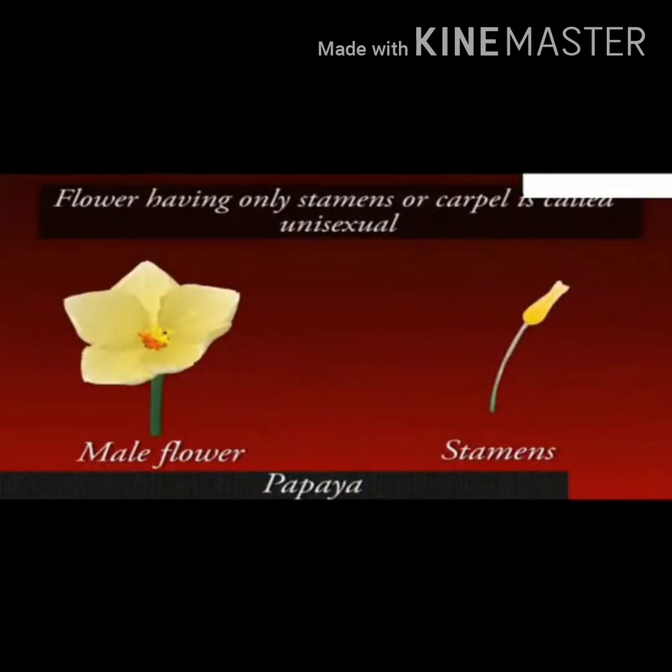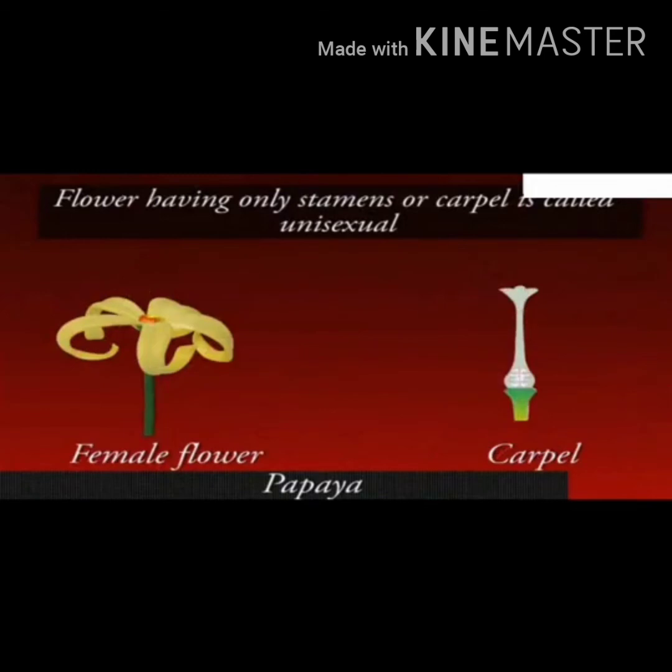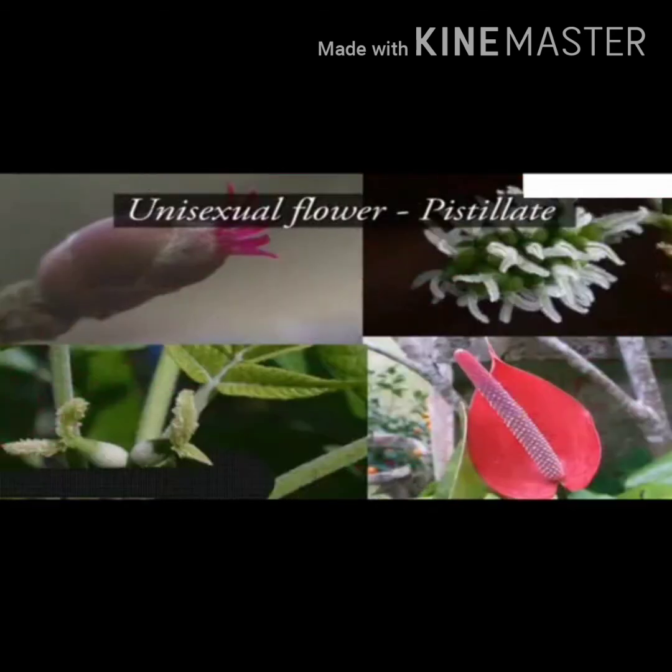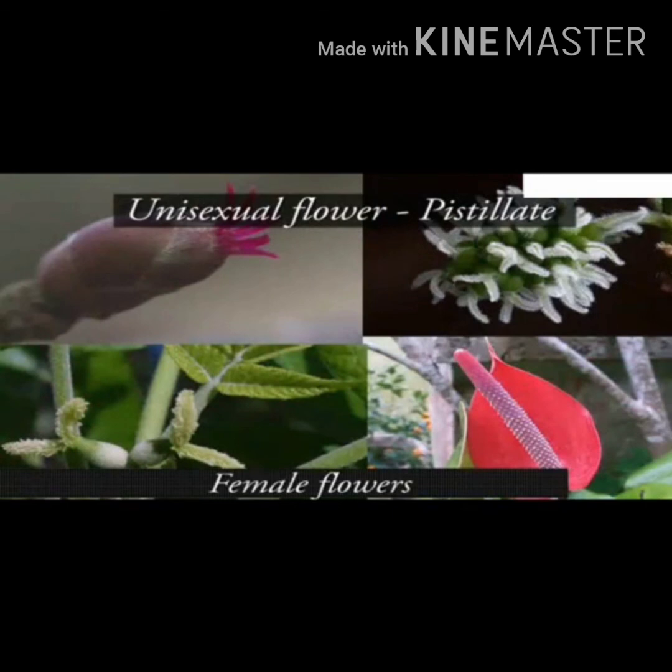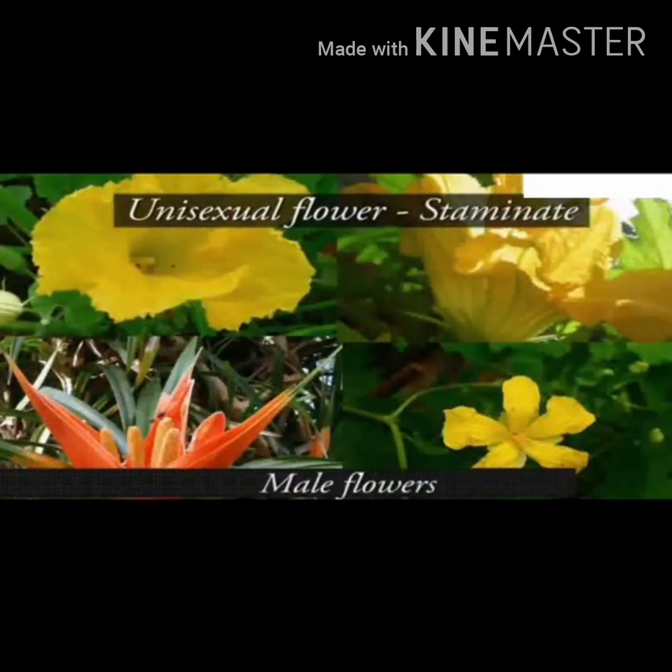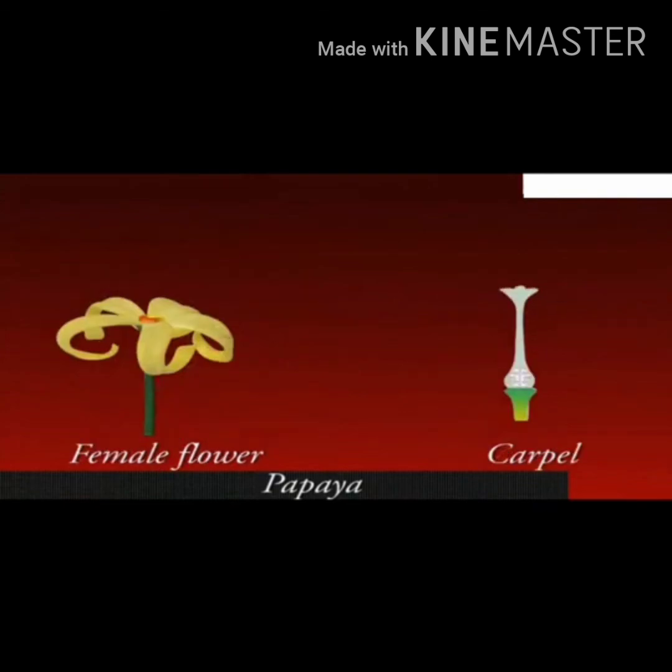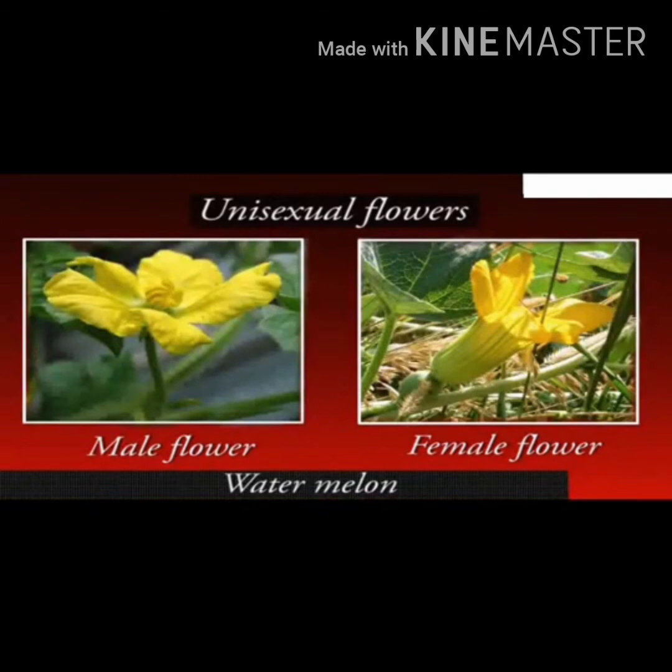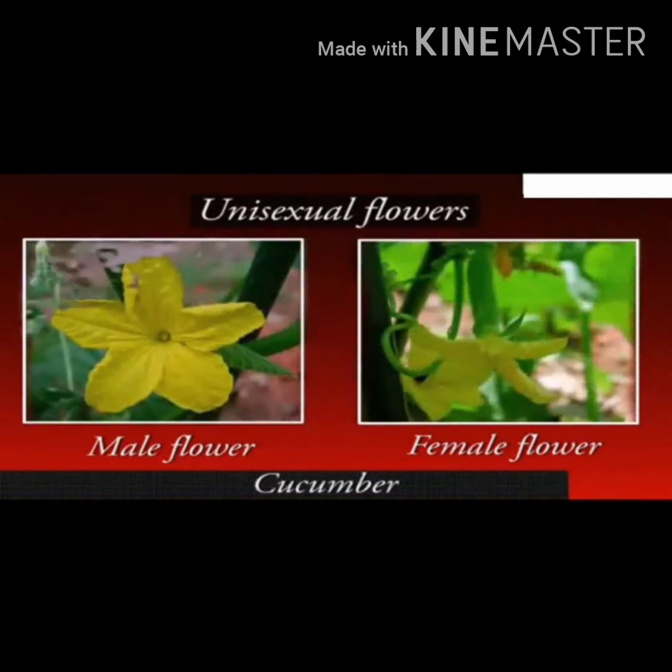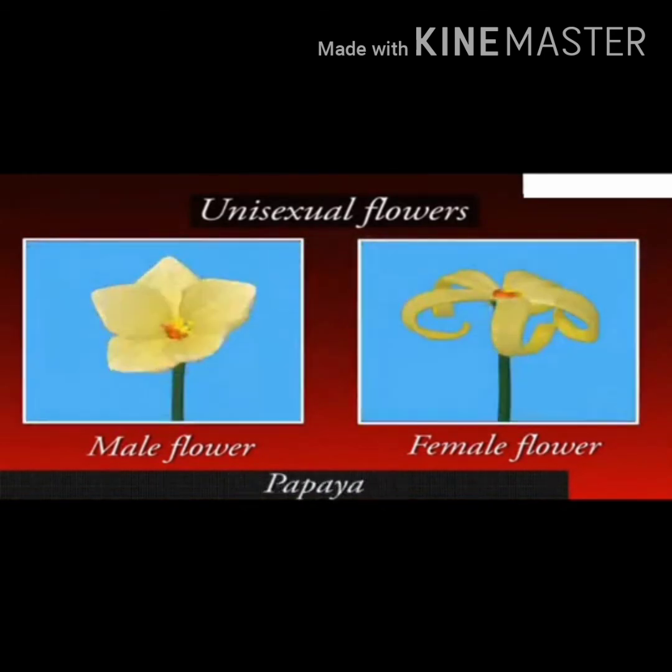Then come unisexual flowers. These are flowers which consist of either the male part, stamen, or the female part, pistil. If the flower is bearing only pistil, it is called pistillate, and if it is bearing only the male part, that is stamen, it is called staminate. Examples of unisexual flowers are papaya, watermelon, cucumber and bitter gourd.